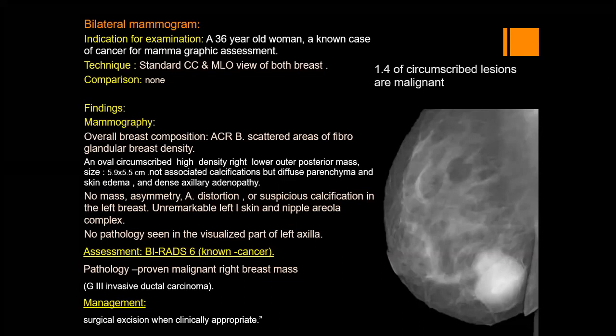And the assessment category 6, known cancer. Pathology proven malignant right breast mass. It was grade 3 invasive ductal carcinoma, and the management will be surgical excision when clinically appropriate. So these are 3 examples of a report.